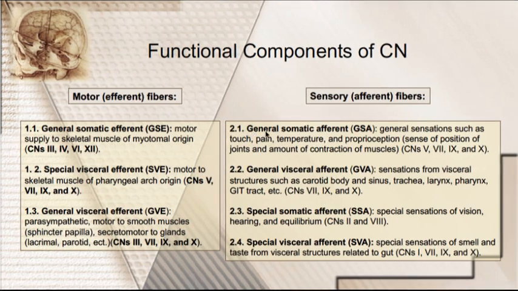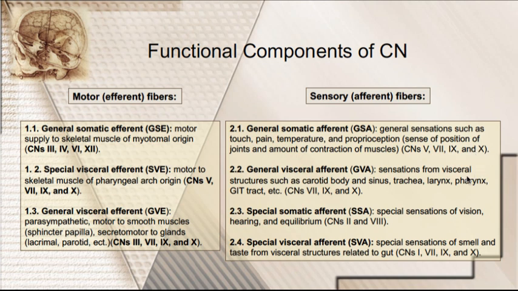The fibers transmitting general sensation such as proprioception, touch, pressure, heat, and cold from the skin and mucous membranes include somatic afferent or general somatic afferent fibers. These fibers are carried by cranial nerve number 5, but also by the cranial nerves number 7, 9, and 10.